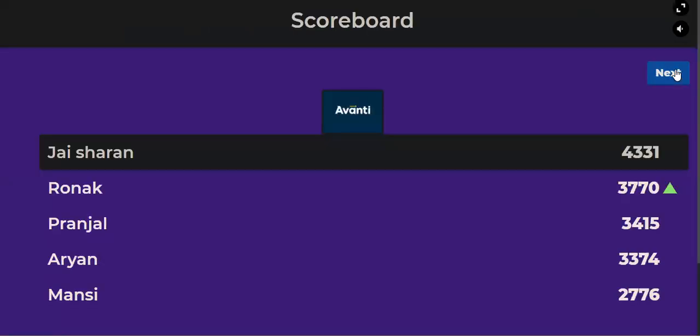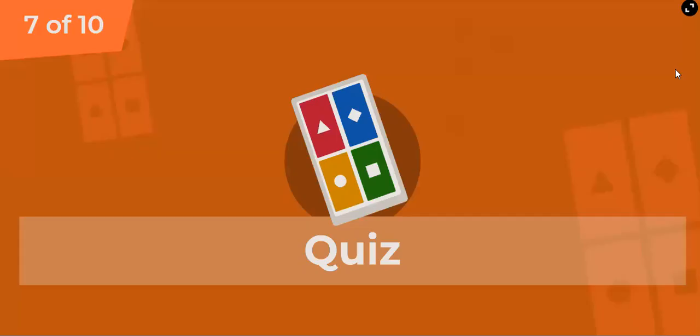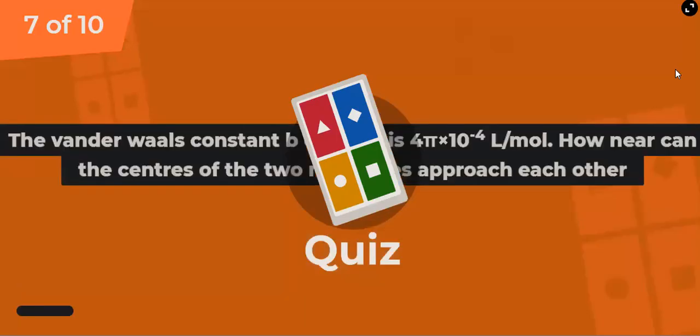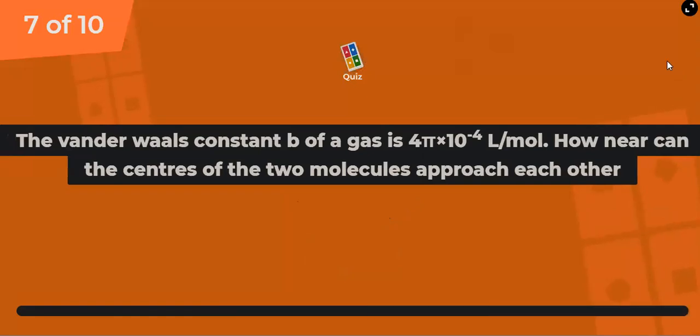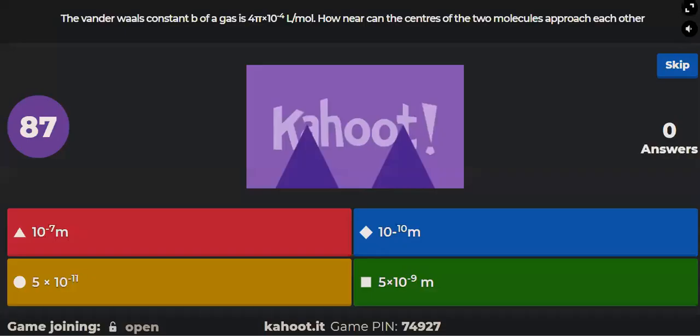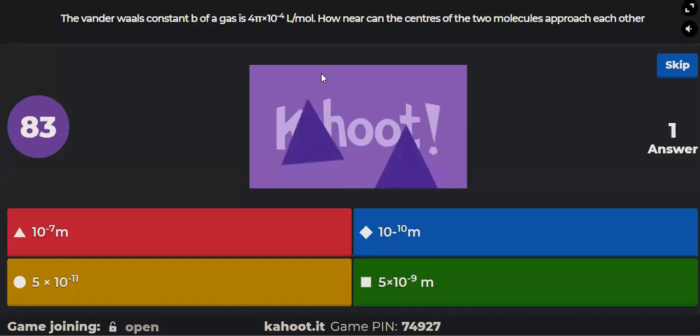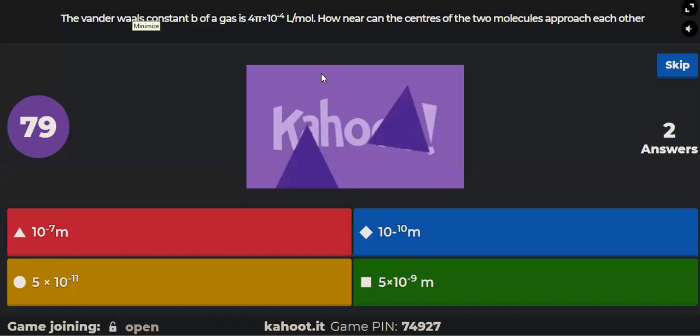Try for the next problem. The van der Waals constant b of a gas is 4 pi into 10 power minus 4. How near can the centers of two molecules approach each other? Then just go to kahoot.it.